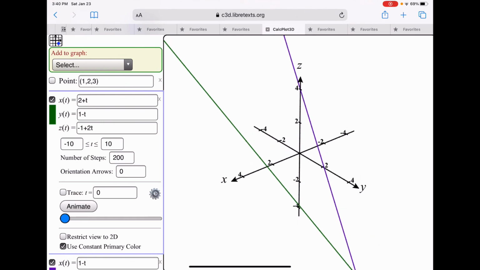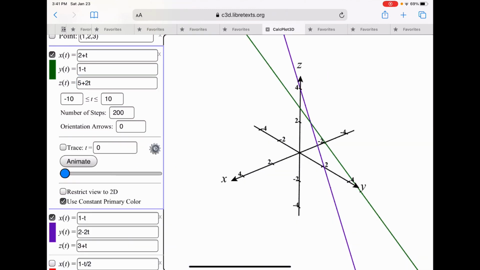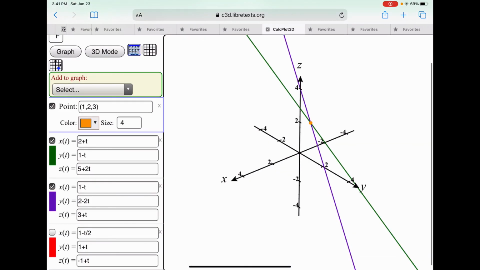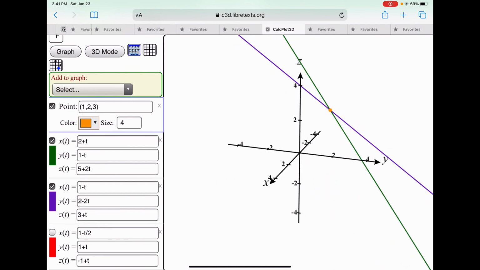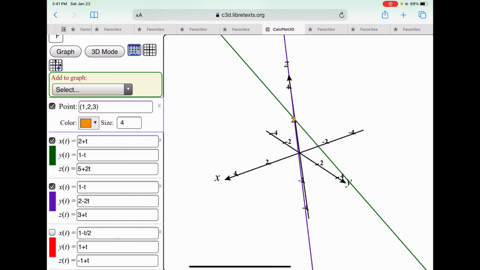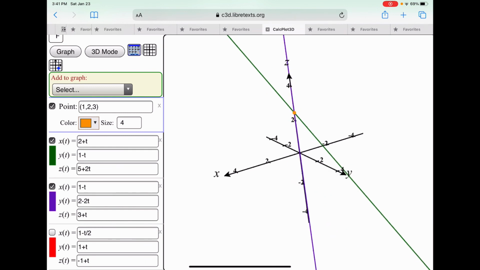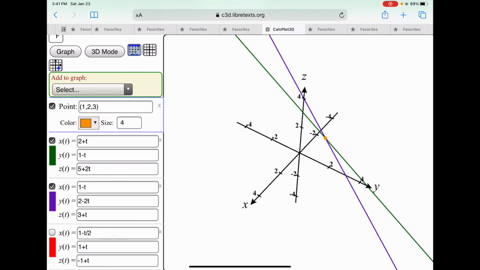Now, if I was to change the green line, so if I was to change this, instead of negative 1, making it 5, then the two lines would intersect, and they would intersect at the point 1, 2, 3 that I've kind of highlighted there. Now you can see that they intersect. So if the point had been 2, 1, 5 instead of 2, 1, negative 1, then I would get that the two intersect.